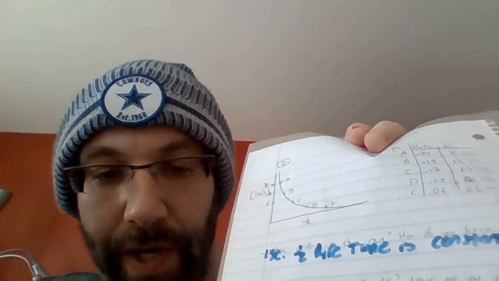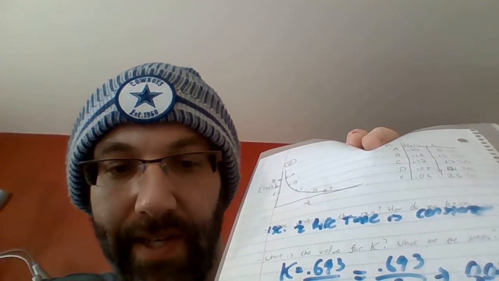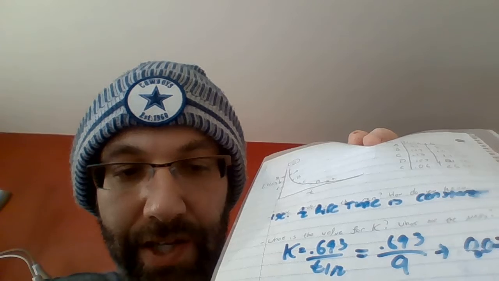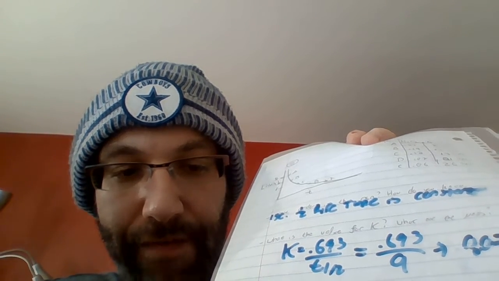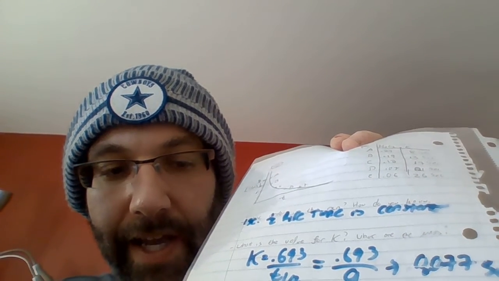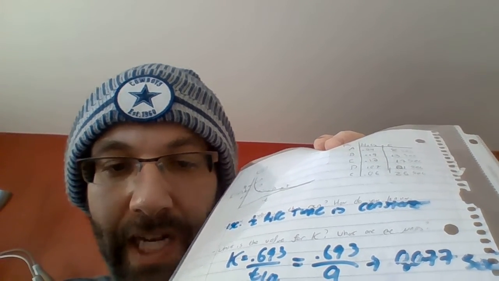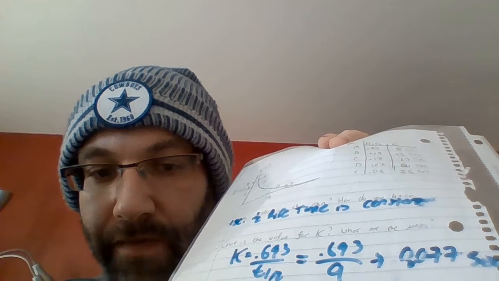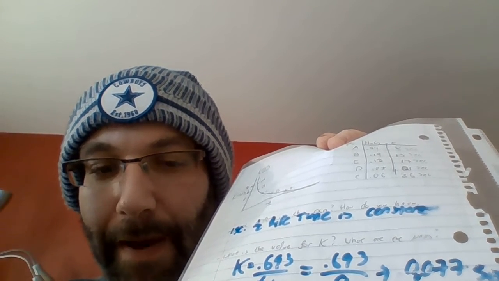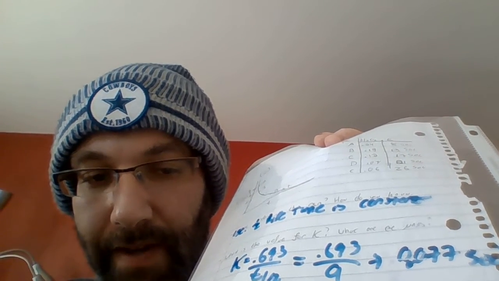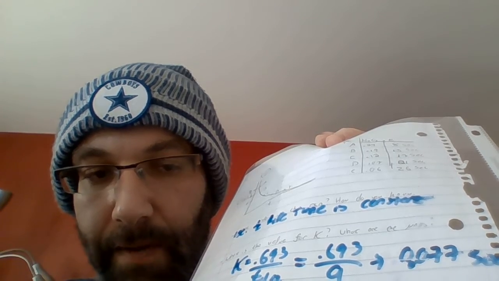What are its units? Well, because it's a first order reaction, we know half-life equals 0.693 over k. So rearranging it, we get k equals 0.693 over half-life. Divide that by 9. It's 0.077. And k in a first order reaction is always going to be just per unit of time. In this case, since time is measured in seconds, it's per second. So 0.077 per second.